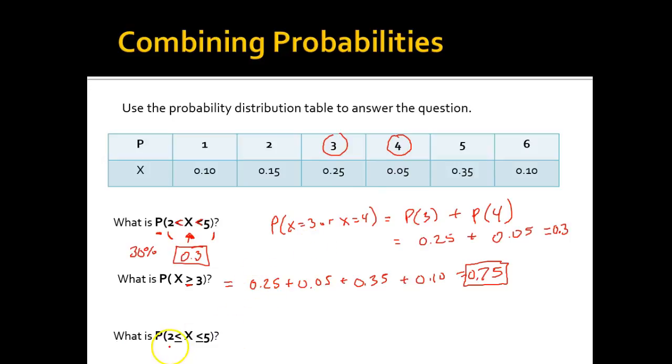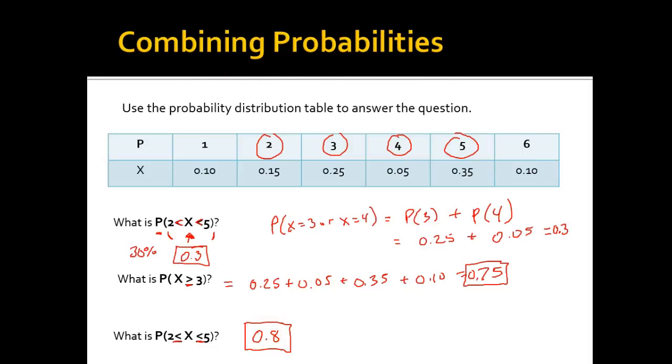But this time we're saying P is the probability of X being greater than or equal to 2 and less than or equal to 5. So we're including the 2 and the 5. So we're adding to what we count in here by including the ends, the numbers on the boundaries, which are the 2 and the 5. And so now we have to add the 4 probabilities. 15% plus 25% plus 5% plus 35%. Let's see, that's 40 plus 40 is 80%. So 0.8 or 0.80 if you like, but that's good enough for us.